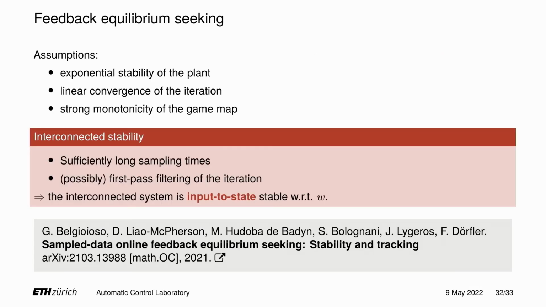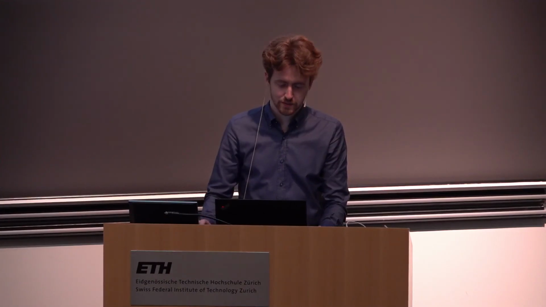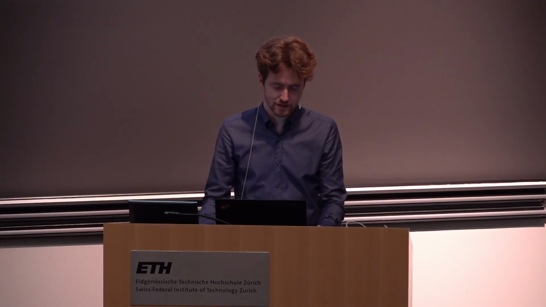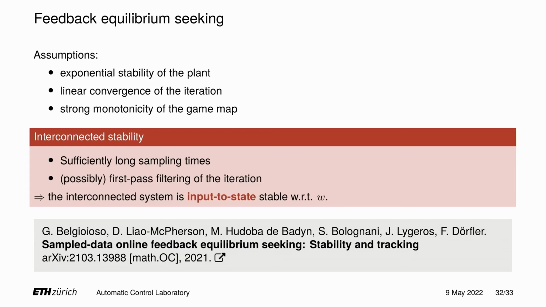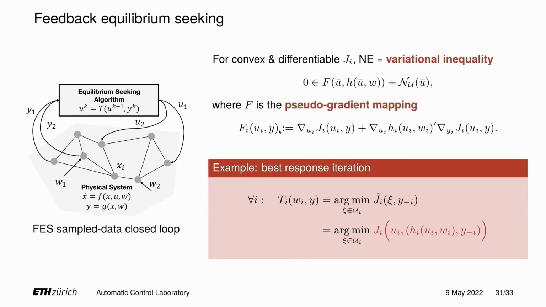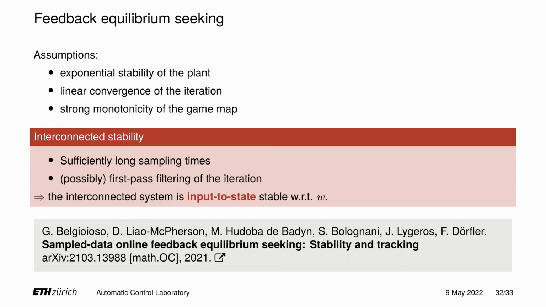The result, which I'm only stating in words here, but there's a reprint by Giuseppe and Dominic and others, is that if you have similar assumptions, so exponential stability of the plant, linear convergence of these iterations, and strong monotonicity of the game map, then you can achieve the stability of the interconnection as long as the sampling times are sufficiently long, and in some cases as long as you are allowed to filter these iterations. So instead of applying the best response, you might be forced to apply a filtered version of that best response.